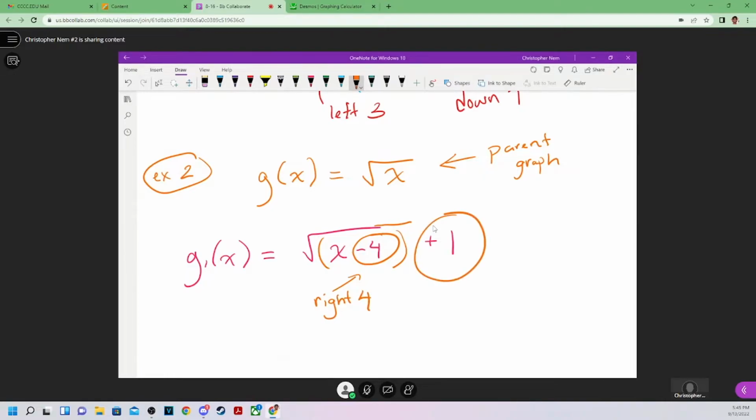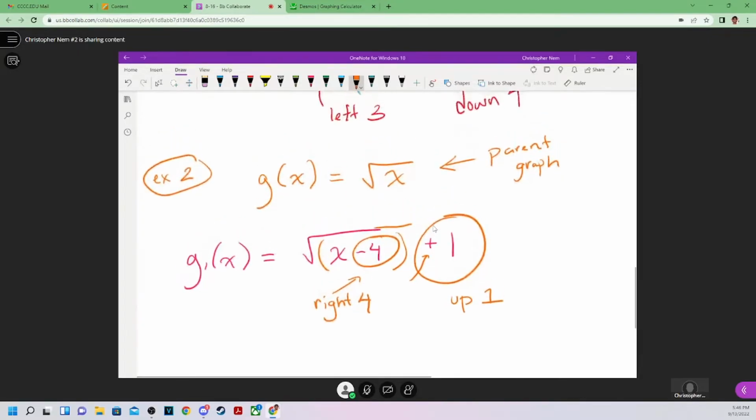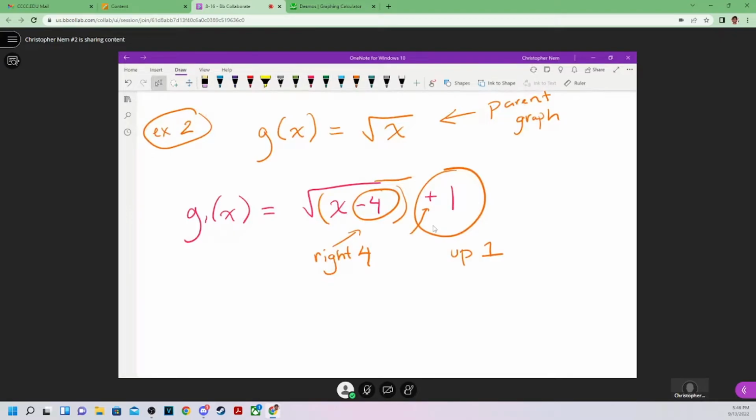This one, however, is outside the square root, which is the parent graph, which means it's a vertical transformation. And because it's a vertical shift, we're going to go up 1. It is exactly the direction that is intuitive with the signs. If it's positive, it goes up. If it's negative, it goes down. Intuitively, that's how we operate. So, that's example number 2. We're able to deal with the square root function.